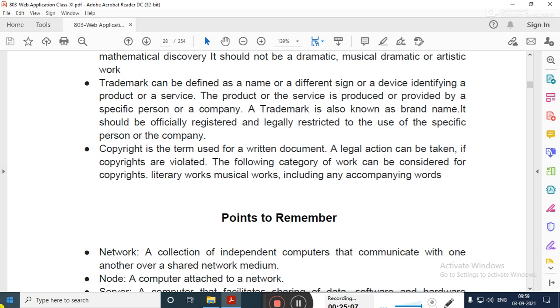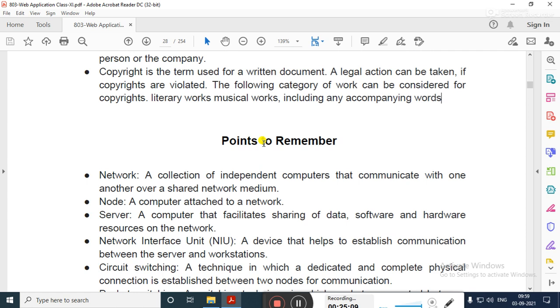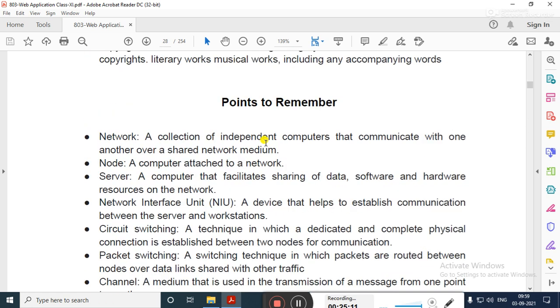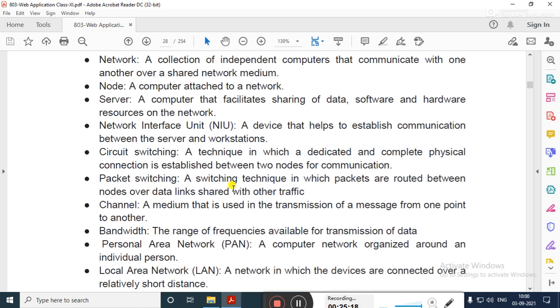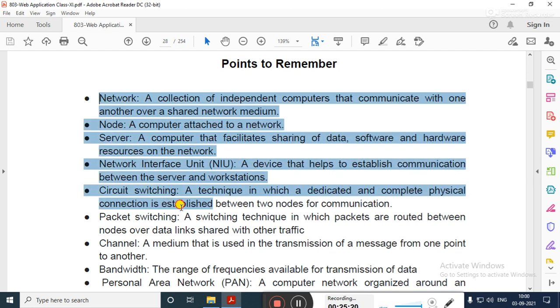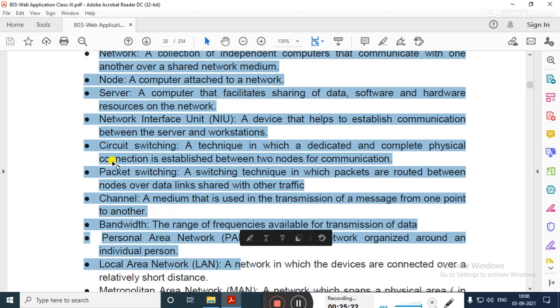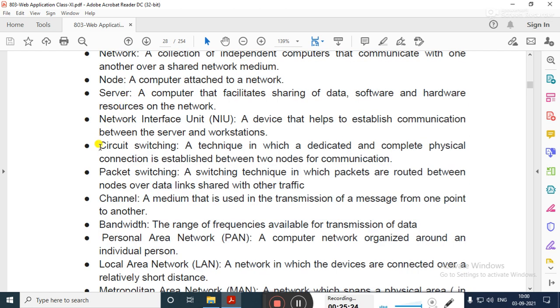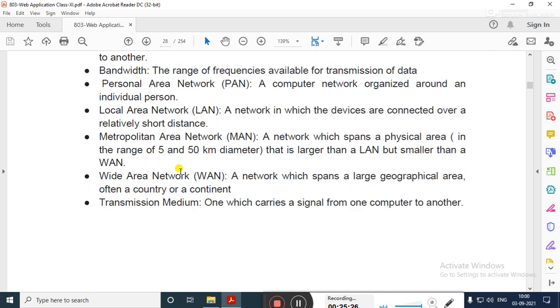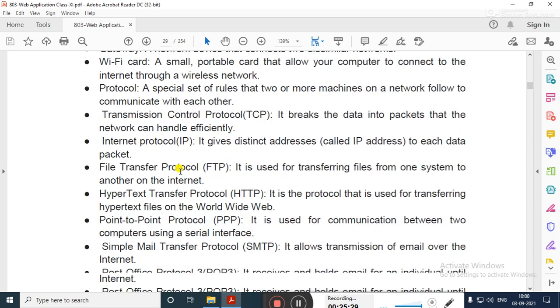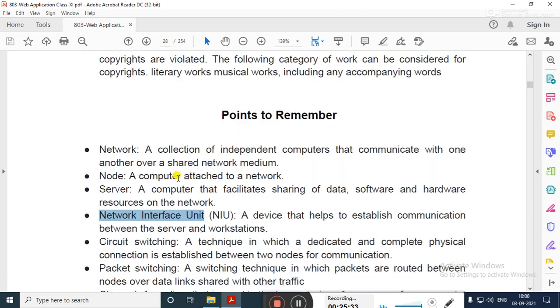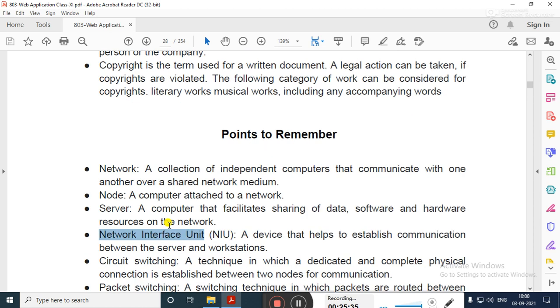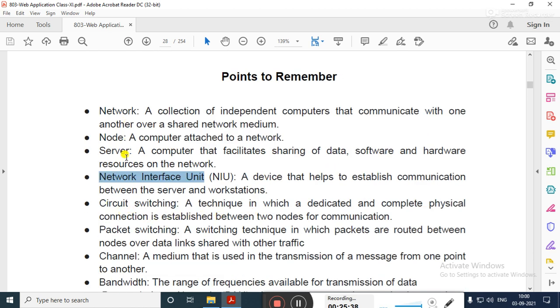Okay, so that's all about network security threats, how we measure the security threats and how we control them, and cyber crime and the IT Act. There are a few summaries and definitions, such as what is a network, what is a node, what is a server, what is a NIU. All of these are one-line definitions, so these are all important. You go through them using this PDF, and I will also discuss these definitions in a later video.